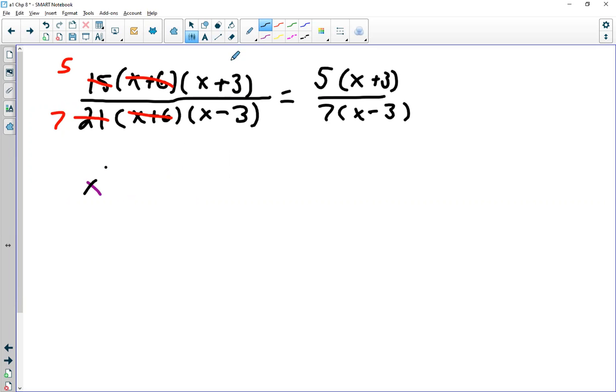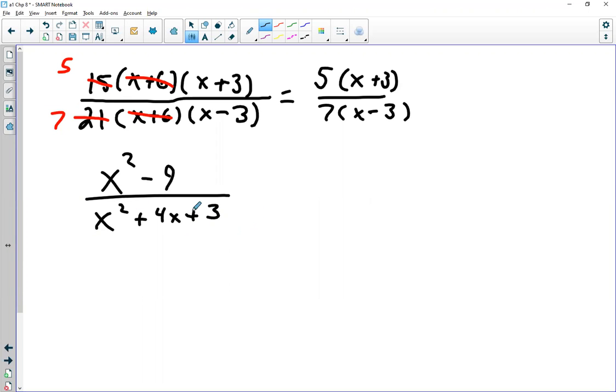Next one. Let's do x squared minus 9, I'm sorry, over x squared plus 4x plus 3. Plus 3 minus the plus 3 plus 1. That's x squared, and then x, and then plus 3 minus 3. Perfect. So on the top, we're going to factor both of these. x plus 3.